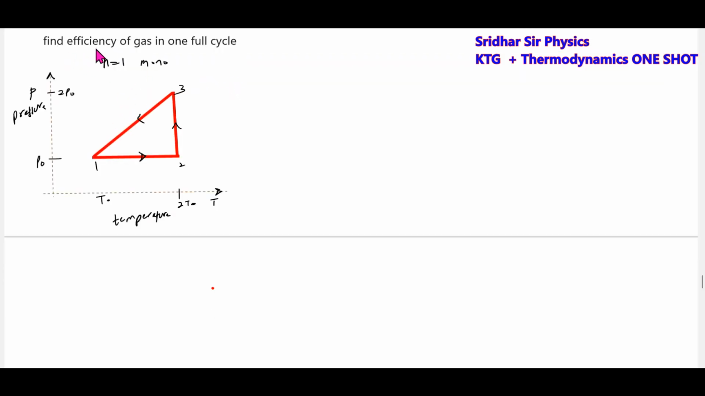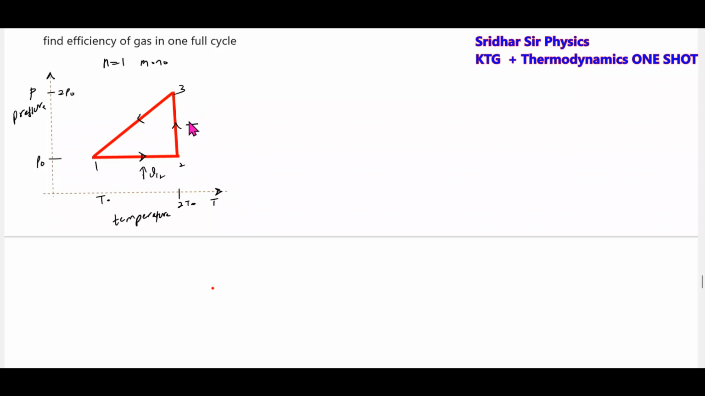Okay, kids, we have the problem. Find the efficiency of gas in one full cycle. Pressure versus temperature graph. So we have the curve here like this. Path 1, 2 is isobaric process, isochoric, and this will be isothermal. This will be isochoric process. So what is 1, 2? 1, 2 will be isobaric heating. So heat will be absorbed.